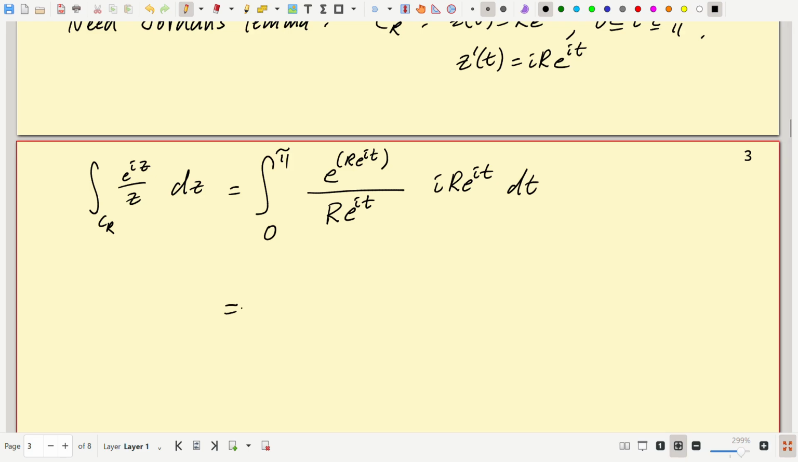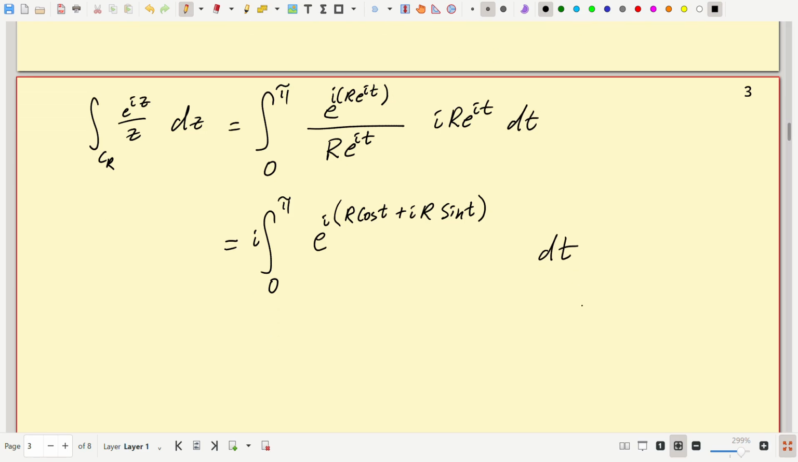And I get that that's the integral from 0 to pi. I can pull the i out front. The r's cancel, don't they? Shouldn't there be an i in that exponent? e to the i r e to the it? Yes, thank you. There's an i right there. I can pull this i out in front. The r's cancel. And then in this nasty looking thing, I'm going to get e to the i times r e to the it, which is r cosine t plus i r sine t, dt.